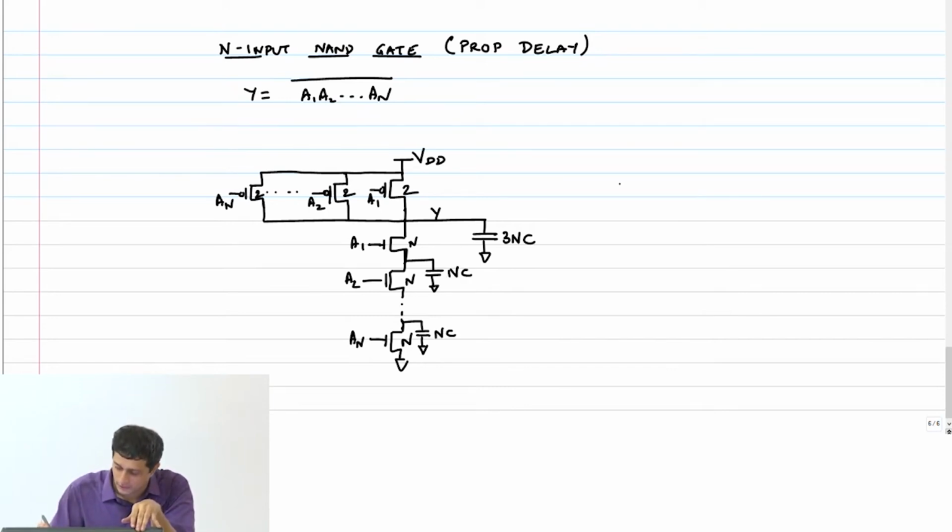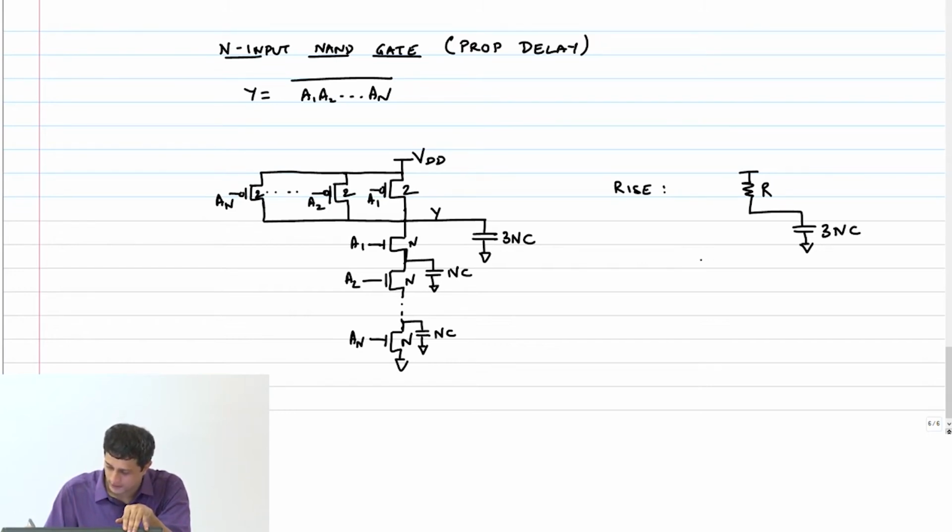Okay, so let's first do the rise propagation delay. Rise is very simple. What is the answer? 3. Let's also draw the equivalent circuit. It's basically a single R with 3NC, right? Therefore, rise delay is 3NRC. What about fall?